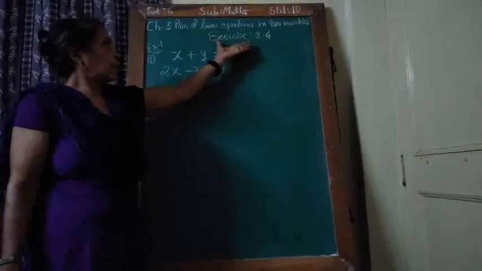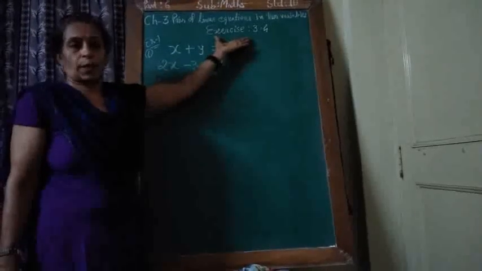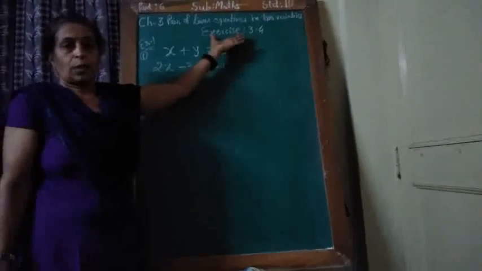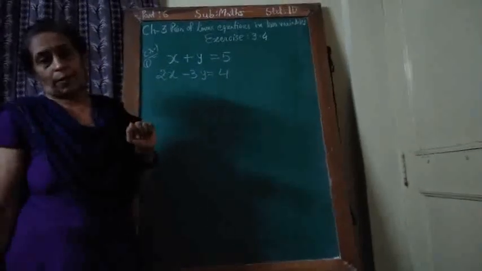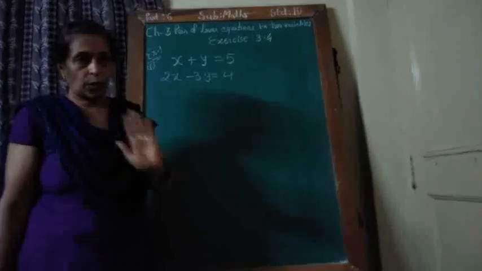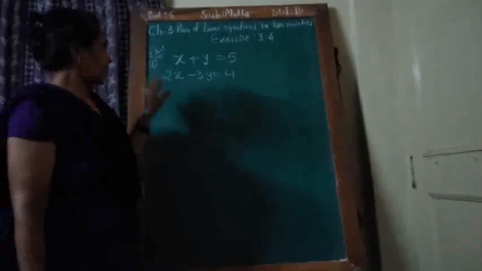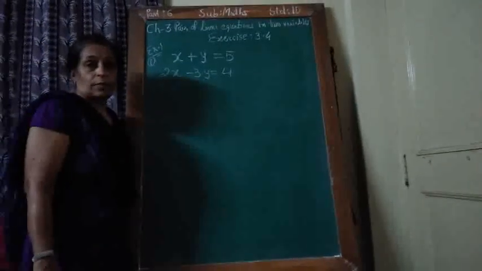In exercise 3.4 we study the elimination method, to solve the equations. Which method? Elimination method. Eliminate means you have to cancel one of the variables. How you cancel one of the variables, that you have to know.